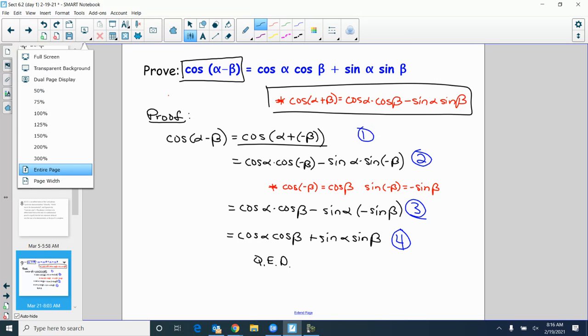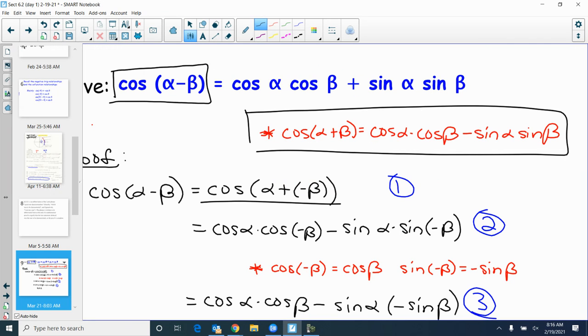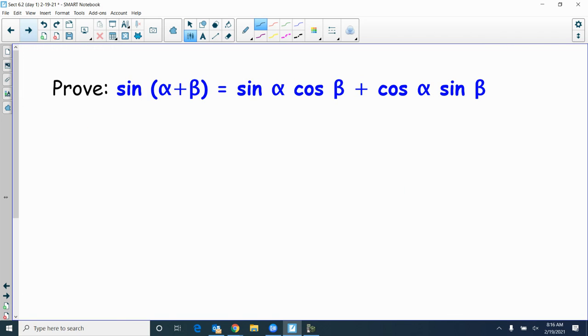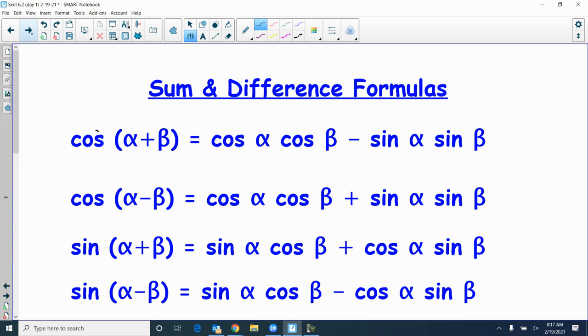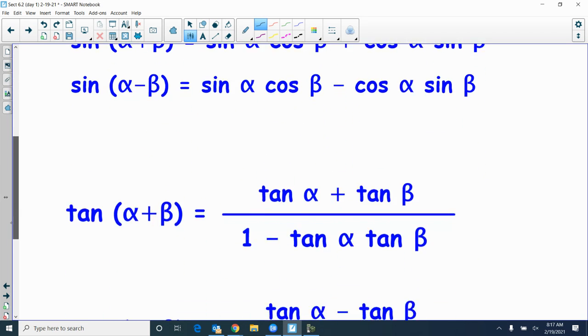Okay. All right, now that's the main thing we're going to do with the proof. Yes, you're going to have to know this. Yes, it will be on the quiz. But the other two, I'm not going to make you prove, just because of time and with the ACT and all that. But you could. And these are right off of your sheet. So these are all your sum and difference formulas. You just got to be able to use them.